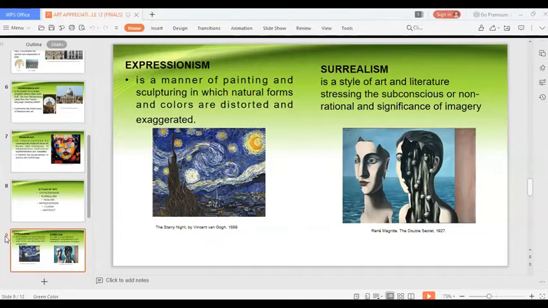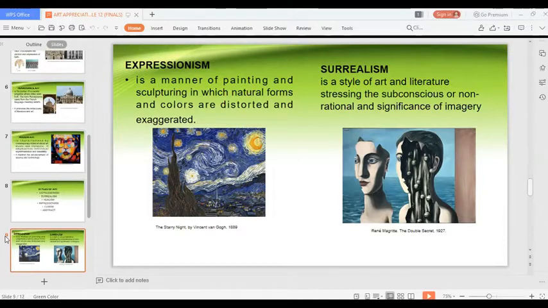Another style is surrealism. It is a style of art and literature stressing the subconscious or non-rational and significance of imagery. It focuses on the idea of unconscious desires, just to dig deeper into the mind and to find inspiration for artistic creativity. So in other words, this style of art aims for liberation of the mind.